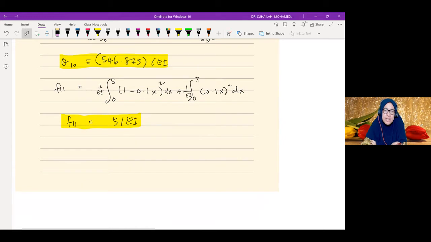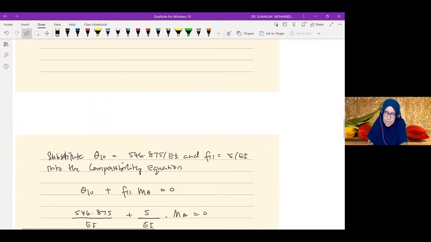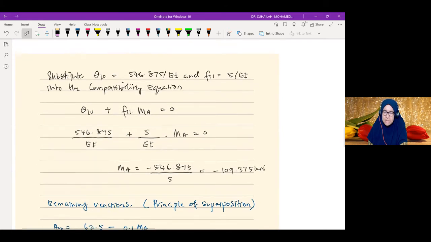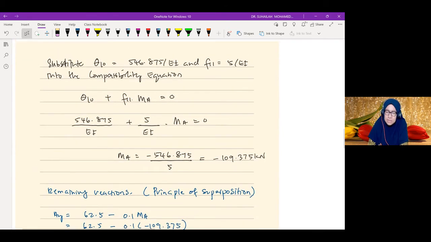So these two displacements we substitute into the compatibility equation. Okay, this is the compatibility equation that we refer to. It is theta 1 naught plus F11 times MA is equal to 0. Okay, so we get MA is equal to 109.375.